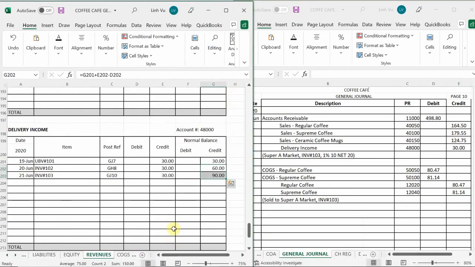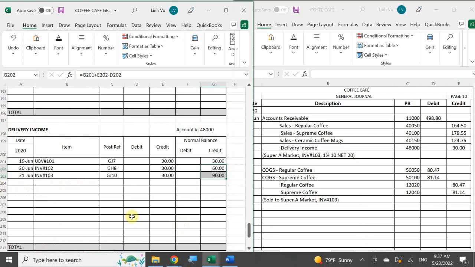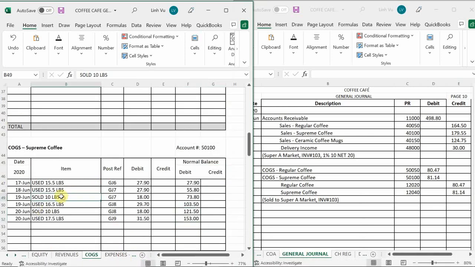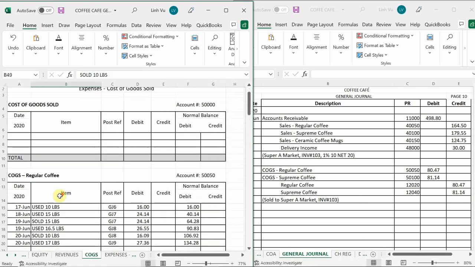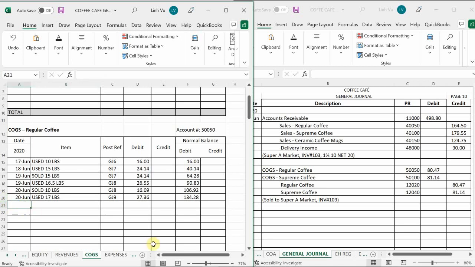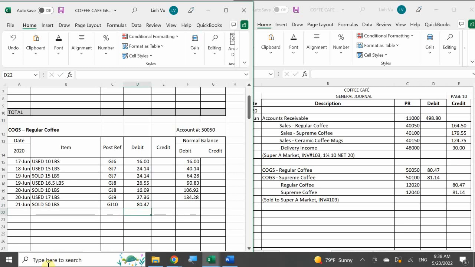So starting with the first one's cost of goods sold. Okay. Cost of goods sold for the regular coffee. Right? We sold 50 pounds, which cost us $80.47. So in this case, what is my ending balance in my cost of goods sold for the regular coffee?